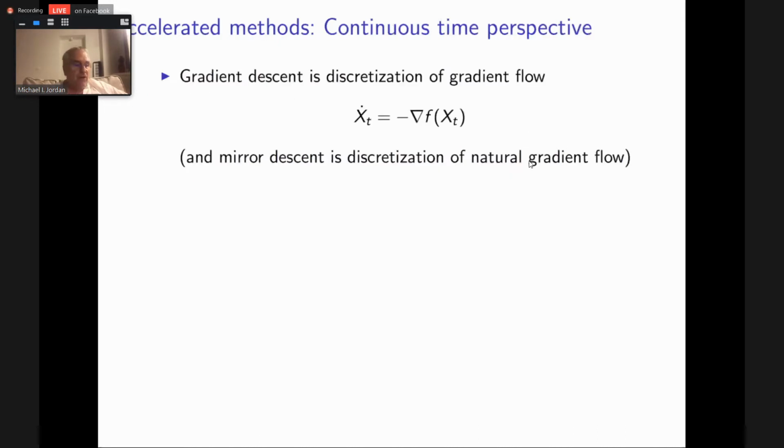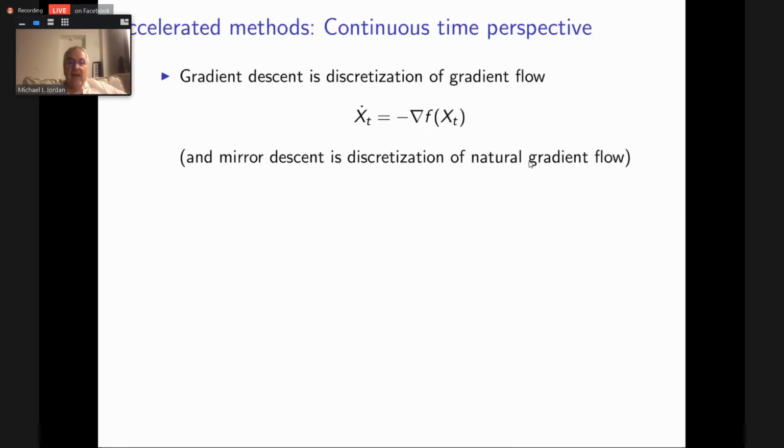Okay, so we're going to argue that the way to understand these things, at least to get new insights into this kind of class of algorithms, is to go into continuous time. So let's do this first of all with gradient flow. Gradient flow is a differential equation: x dot is equal to minus the gradient. If you discretize this with, say, the Euler method, you get gradient descent. Gradient flow doesn't have a step size. That's nice. So it's a little easier to analyze.